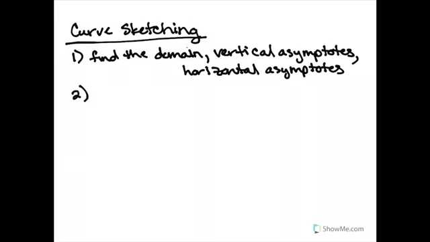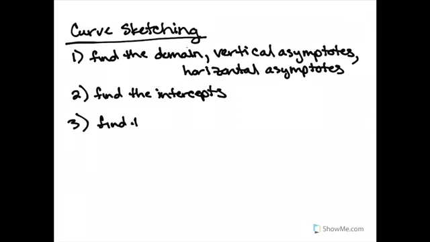I also want to make sure when I sketch my graph, I cross the x and the y axes in the right place. So I want to find the intercepts. And I get those where x equals 0, that would be the y-intercept, and where y equals 0, those would give me x-intercepts. And then finally, we're going to use some calculus and find the relative extrema and the points of inflection.